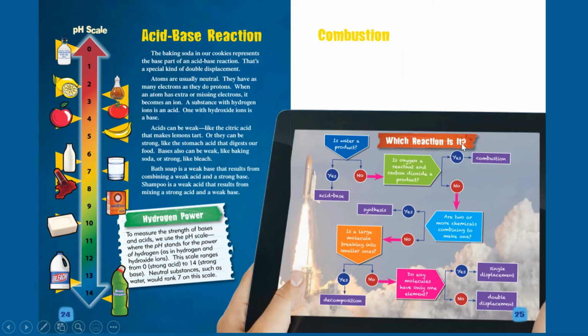Which reaction is it? Is water a product? Yes or no? Well, yes, it's an acid-base. No. Is oxygen a reactant and carbon dioxide a product? Yes, combustion. No. Are two or more chemicals combining to make one? Yes, synthesis. No. Is a large molecule breaking into smaller ones? Yes, decomposition. No. Do any molecules have only one element? Yes, a single displacement. No, double displacement.